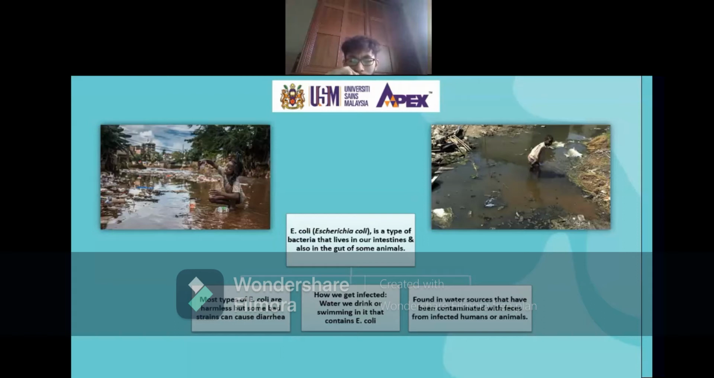So where and how does E. coli get into our water supply, especially into our drinking water? E. coli comes from waste that enters the water through different ways, including sewage overflow when it rains heavily, sewage systems that are not working properly, polluted flood water runoff, and lastly, it also comes from agriculture runoff.